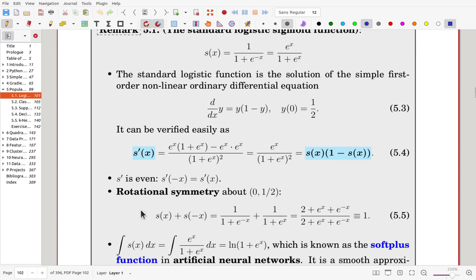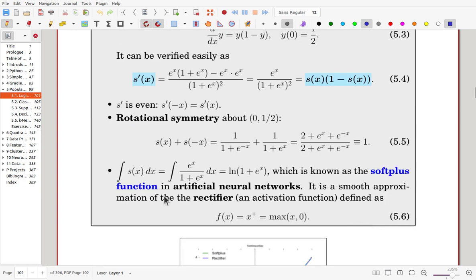As earlier we saw, it is rotationally symmetric about the midpoint. S of x plus s of minus x is 1 for all choices of x. Its integral becomes logarithm of 1 plus e to the x, which is known as the softplus function.